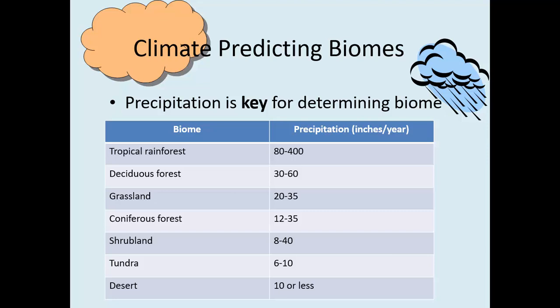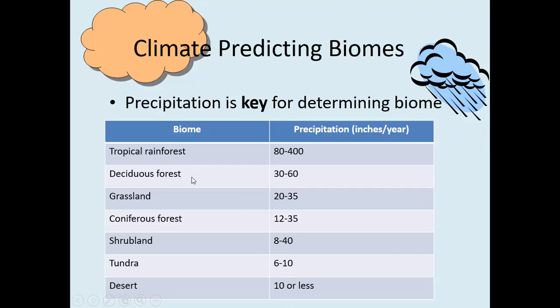And within climate, the primary climatic factor is precipitation that determines what biome you're in. On this chart here, I've ranked the biomes in terms of the highest to the lowest rainfall levels for each biome. And basically, I want you to notice that there's kind of three main categories. There's the top two biomes, which receive fairly high levels of precipitation. The three middle biomes receive fairly moderate levels of precipitation, and the bottom two receive very low levels of precipitation.